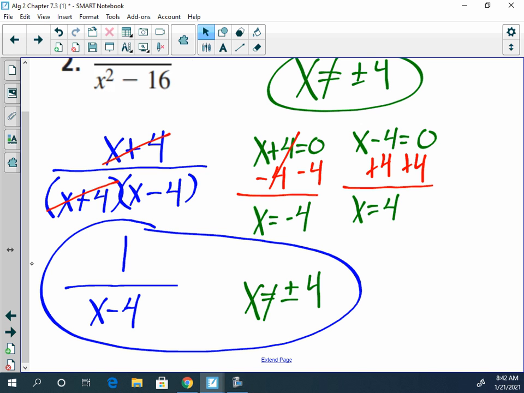Right, for these problems here, it's going to ask you, one, to simplify it, and what are their restrictions. So it's going to ask for both. It's going to ask for the restrictions and what it is when we simplify it. So questions on this here?